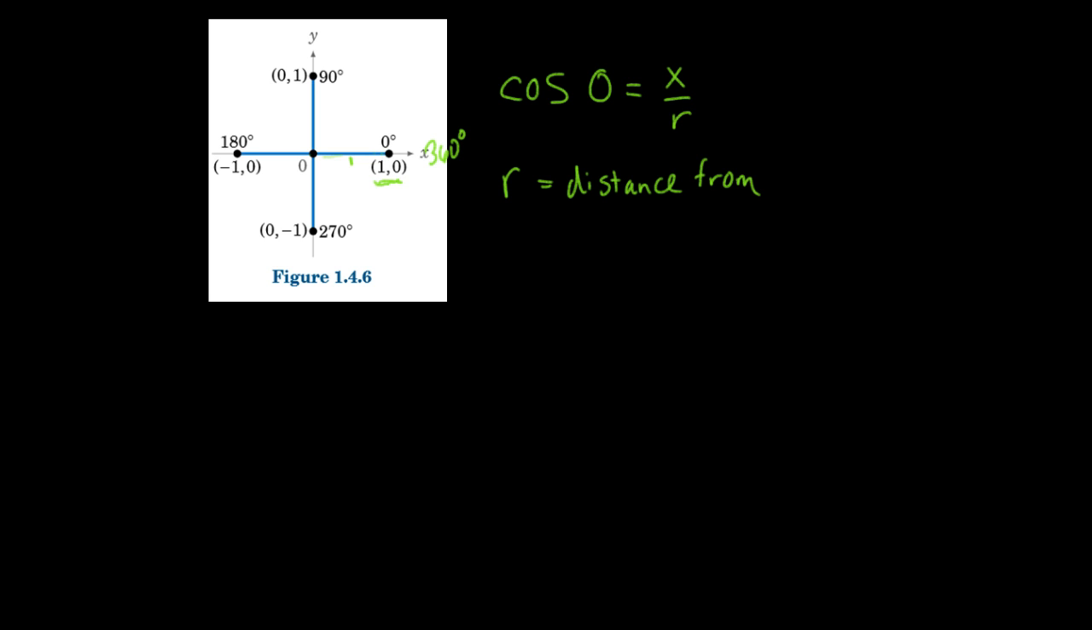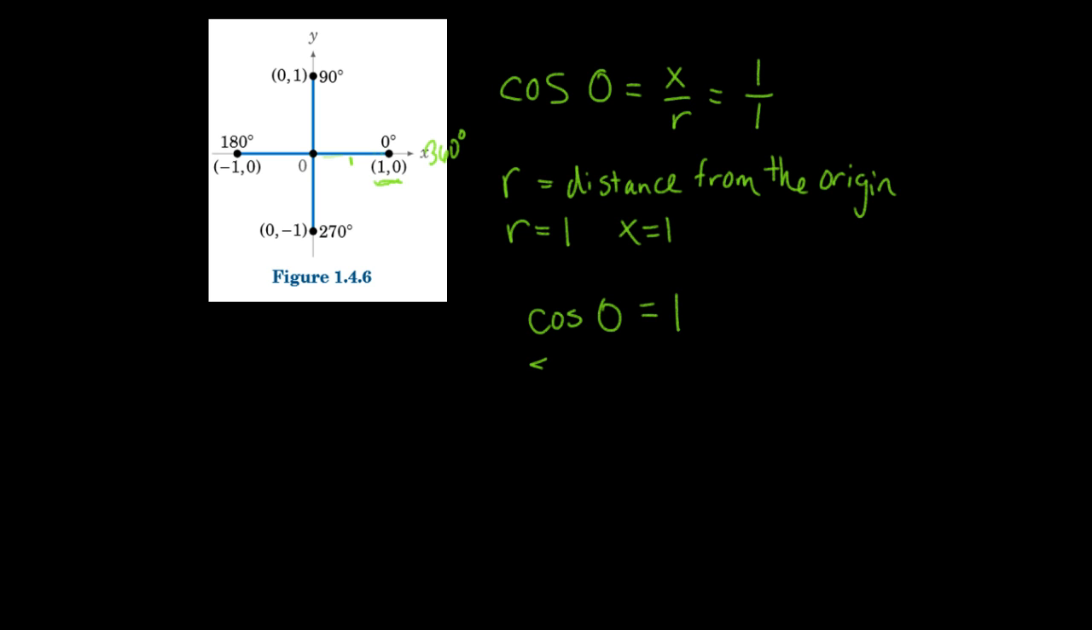So in this case, what is the distance from the origin at this point, 1, 0? It's 1 unit as well. Okay? So if I say cosine of 0 degrees, well, I know that x is equal to 1 and r is equal to 1. So then cosine of 0 degrees is equal to 1.